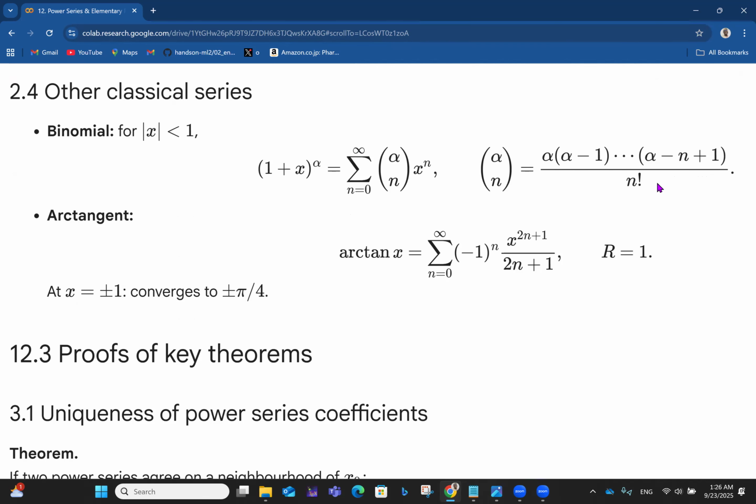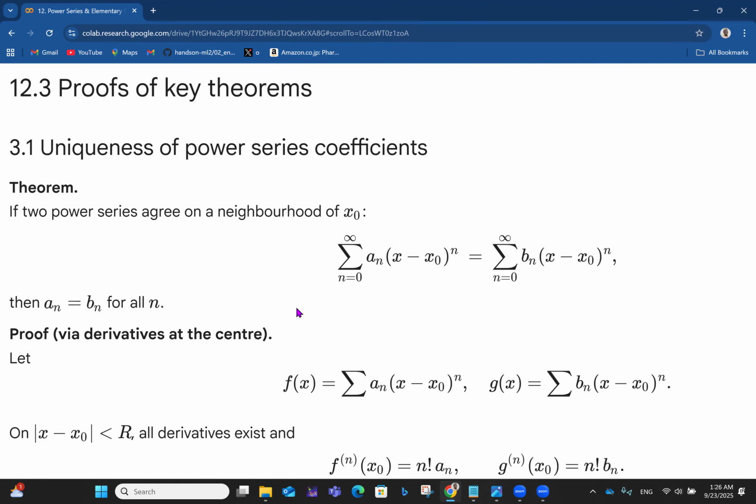And then we have arctangent. For arctangent, we have arctan x is summation from n equals 0 to infinity of minus 1 raised to the power n, x raised to the power 2n plus 1 over 2n plus 1. The radius of convergence is 1. So at x equals plus or minus 1, it converges to plus or minus pi over 4, right? So we have proofs of key theorems now.